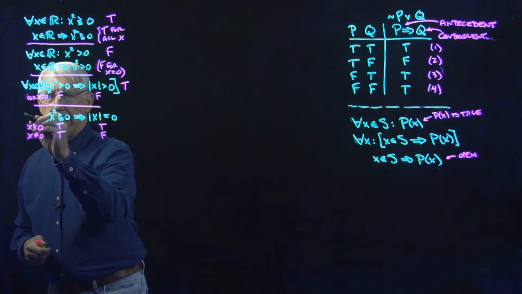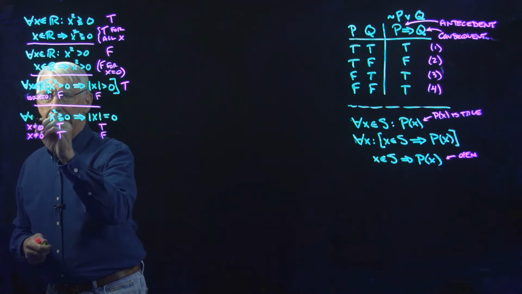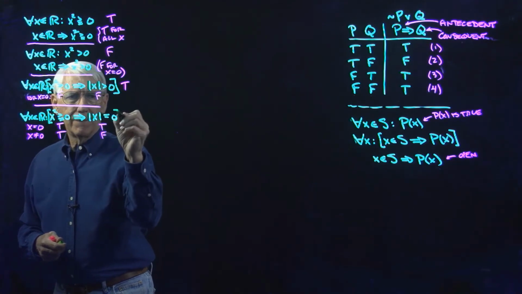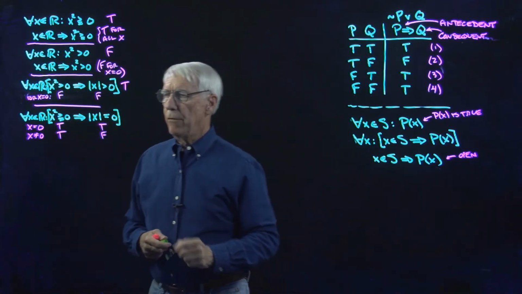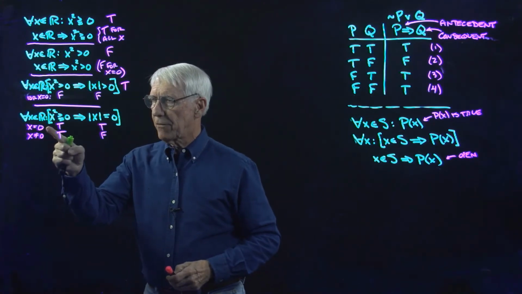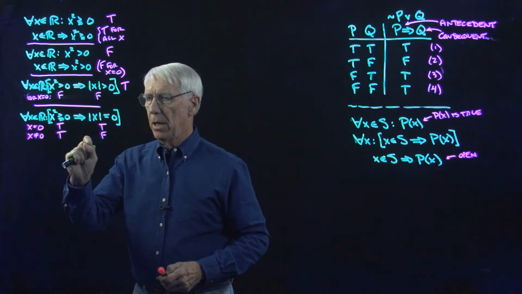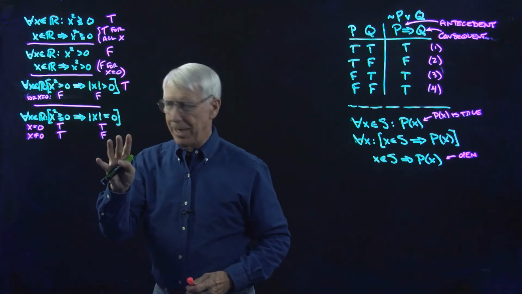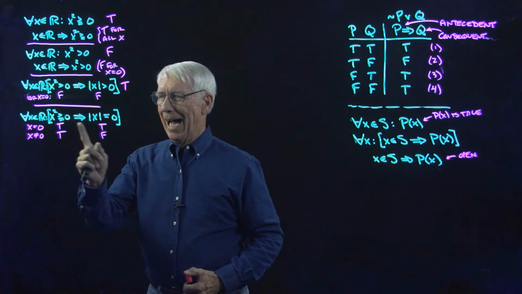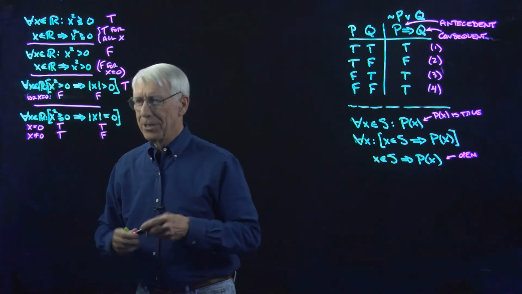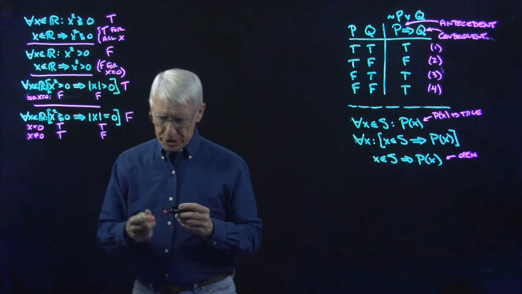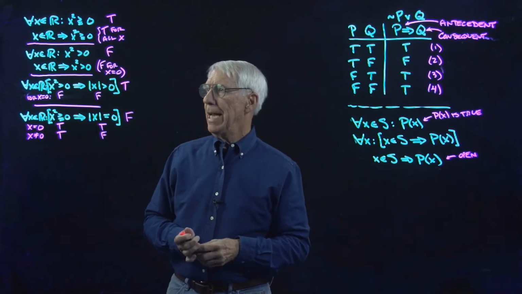And so here, if I put for every x in R, this is false, because there are lots of x's for which this is true and this is false. So this closed statement is false.